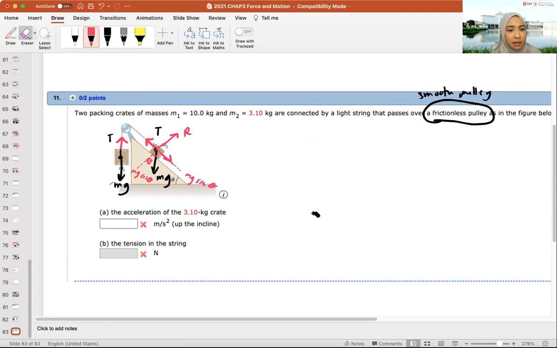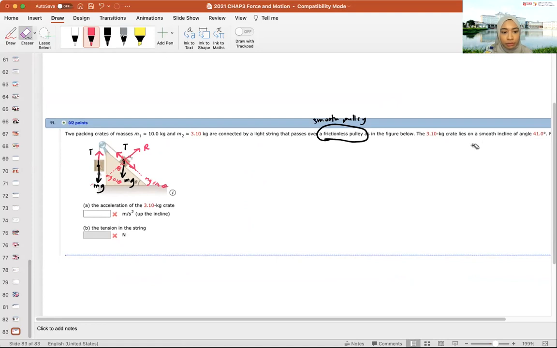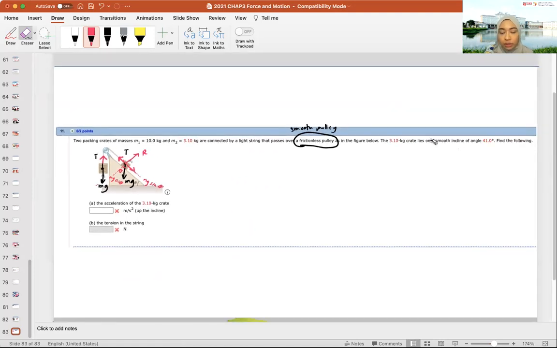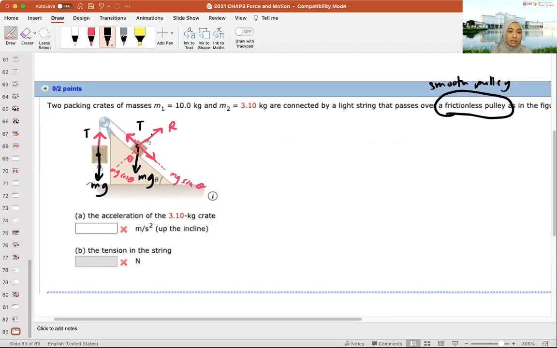Okay, so we have mg sine theta, mg cosine theta, tension, reaction. So this guy, the 3.1 kilogram crate or the mass 2 is on a smooth incline. Smooth incline, which means that there is no friction. So here our free body diagram does not have friction. So dah betul dah lah ni. Now it's asking for the acceleration of the 3.1 kilogram crate. So it's saying that up the incline. Dia dah bagi motion siap-siap.